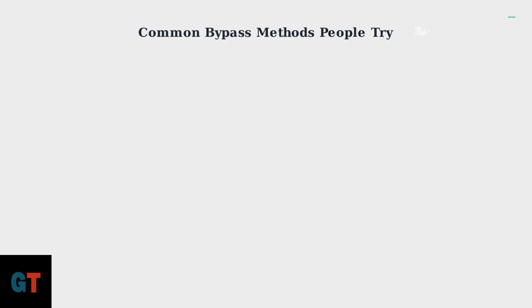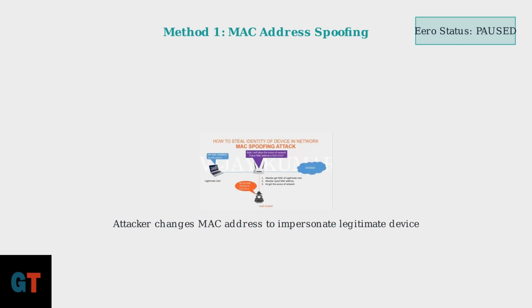Now let's explore the various methods people attempt to use when trying to bypass Eero's Pause feature. While I'll explain how these work, remember that these methods often fail and aren't recommended. The first and most common method is MAC address spoofing. Every device on your network has a unique MAC address that Eero uses to identify and control it. By changing your device's MAC address, you can make it appear as a completely new, unpaused device on the network.